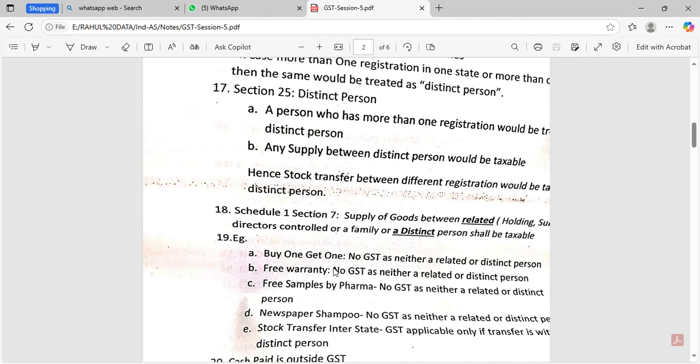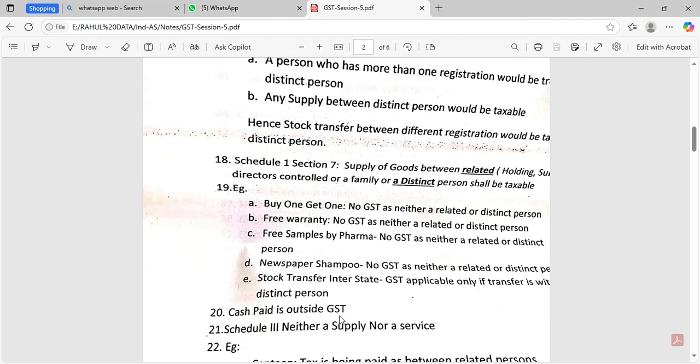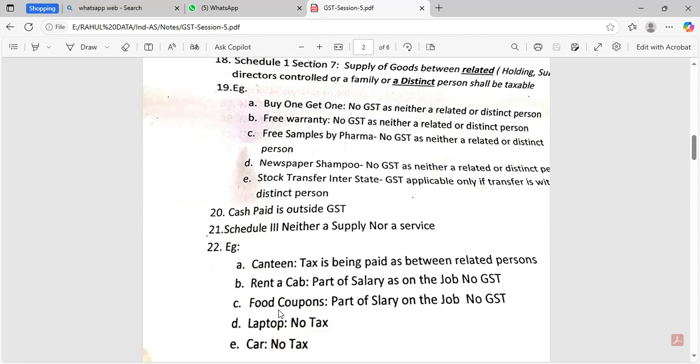Buy one get one free, no GST as neither related nor distinct. Free warranty, no GST as neither related nor distinct. Free samples by pharma, no GST as neither related nor distinct. Newspaper shampoo, no GST as neither related nor distinct. Stock transfer interstate, GST applicable if transfer is within a distinct person.